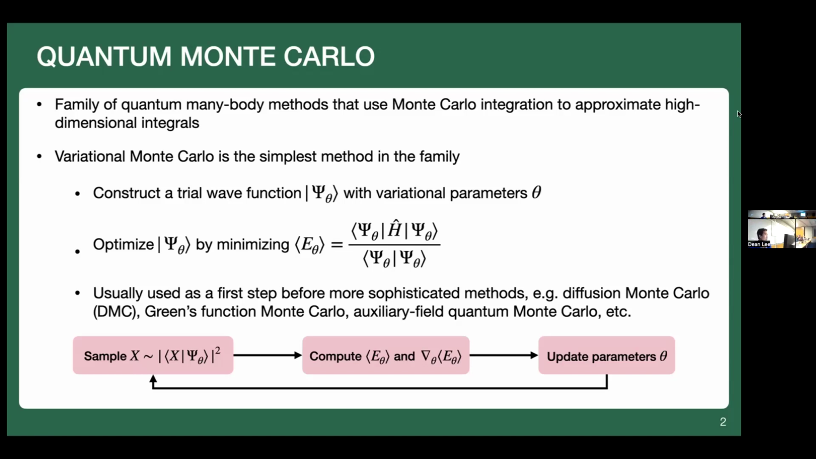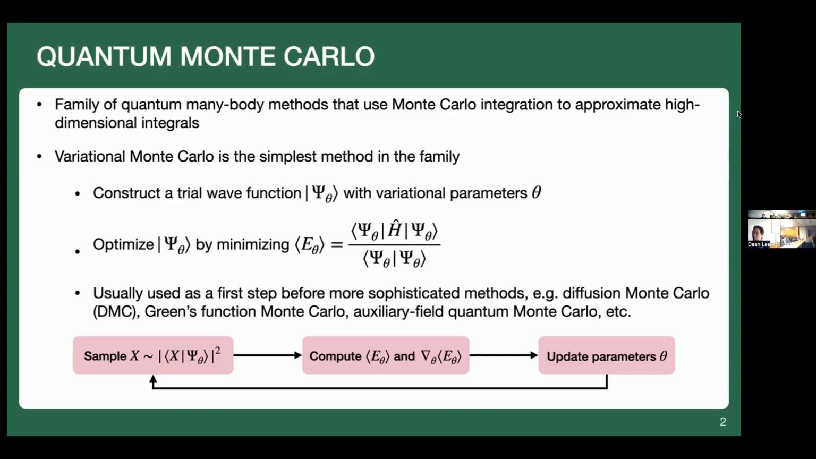So variational Monte Carlo, again, is the simplest method in the family. So usually it's used as a first step before more sophisticated methods. The one thing that I'll mention later on is diffusion Monte Carlo that we use as a benchmark, but some other very popular ones are Green's function Monte Carlo, auxiliary field quantum Monte Carlo, et cetera, et cetera. There's a huge diverse set of different methods.